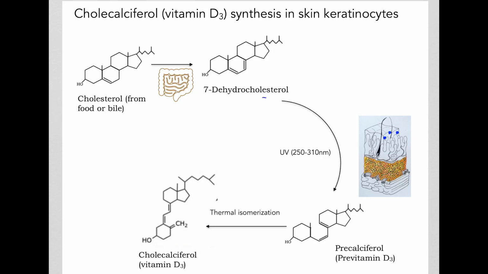The 7-dehydrocholesterol is then transported to the skin, and in the skin we have the cells, keratinocytes, which convert 7-dehydrocholesterol into precalciferol, also called pre-vitamin D3. And this is carried out actually by ultraviolet light around the 250 to 310 nanometer range. This precalciferol is then isomerized into cholecalciferol or vitamin D3 in the keratinocytes.